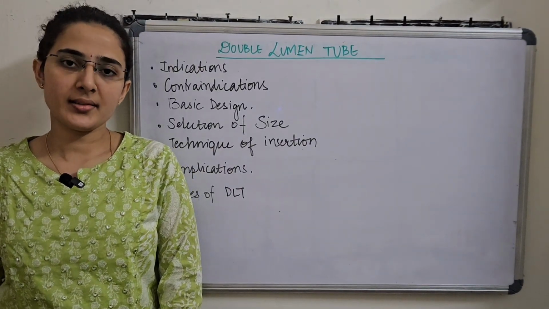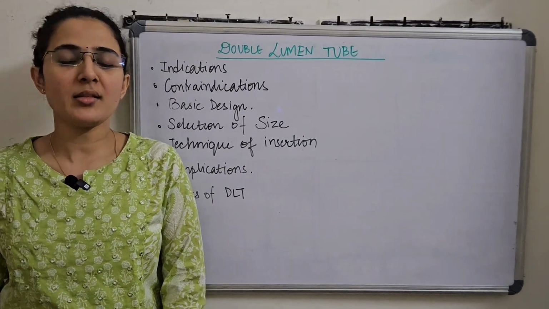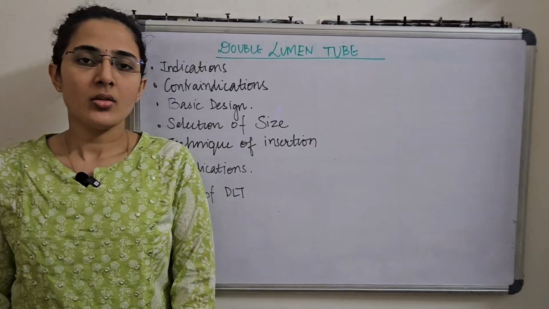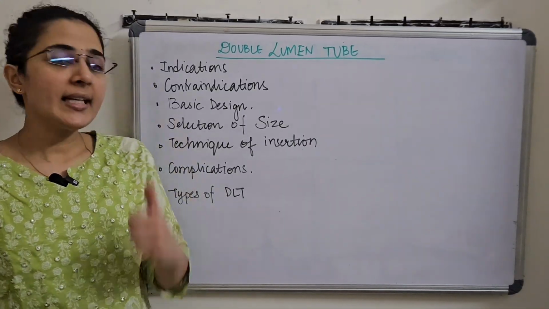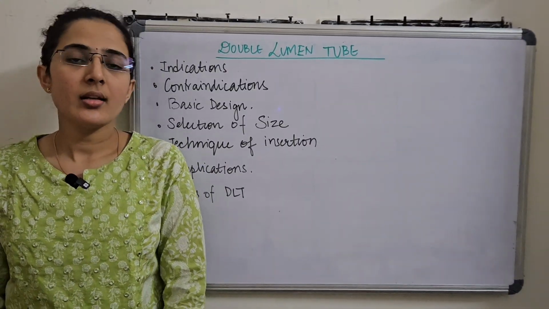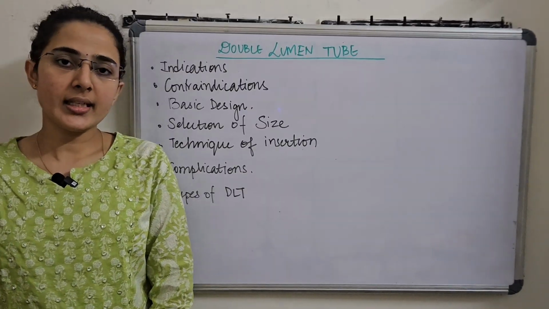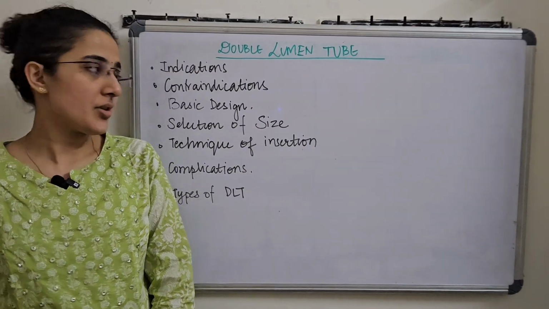Today's video will be discussing double lumen tubes and bronchial blockers. First we'll start with double lumen tubes. We'll be discussing what the indications of one lung ventilation are, which includes both double lumen tubes and bronchial blockers. What are the contraindications of single lung ventilation?